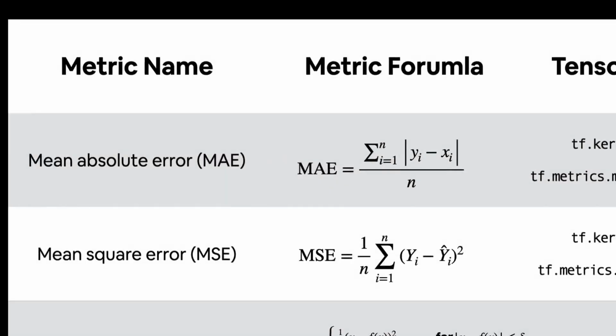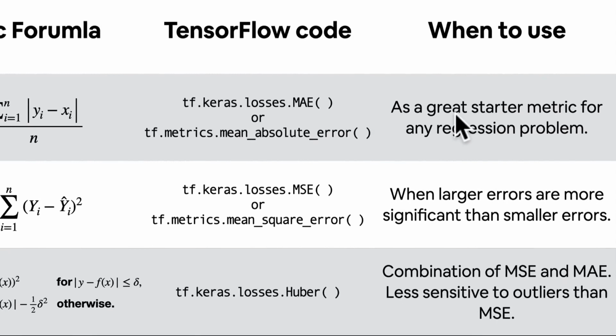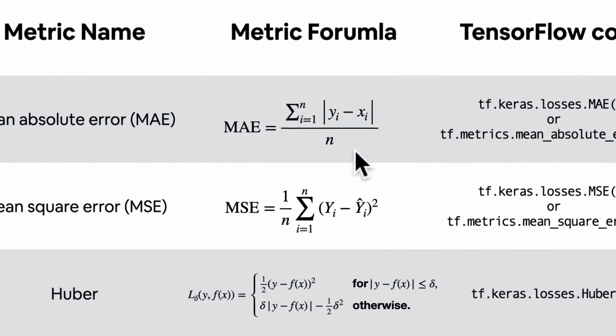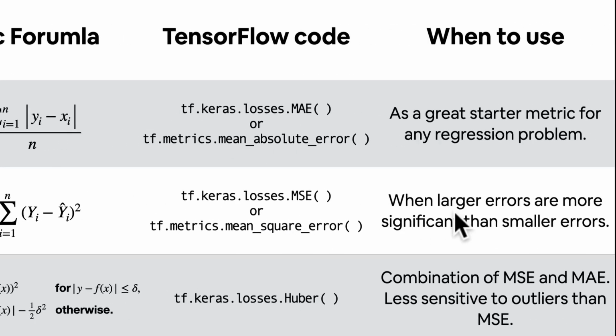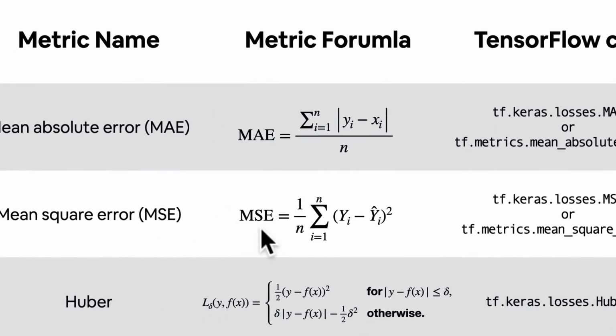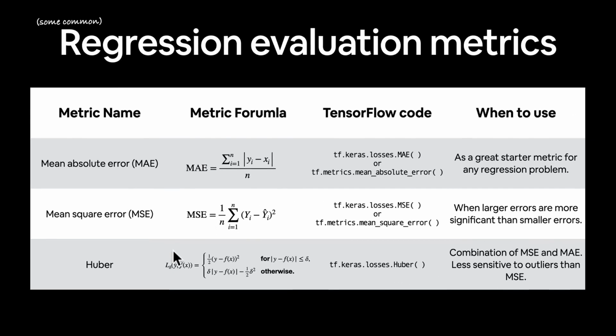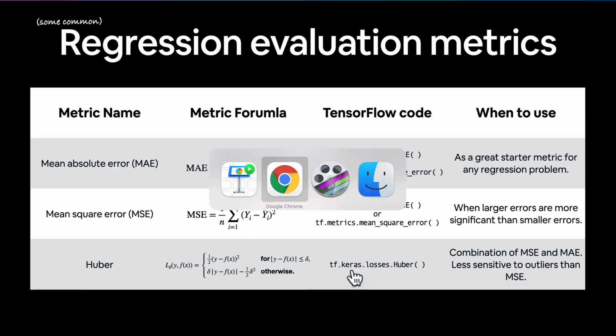So if we come back, when should we use it? Well, MAE is a fairly intuitive metric. It says on average, how wrong are our predictions? However, when larger errors are more significant than smaller errors, so for example, if being 100 off is far worse than being only 10 off, you may want to pay more attention to the MSE. Now, you could try Huber, but I'm going to leave that to your own extension.